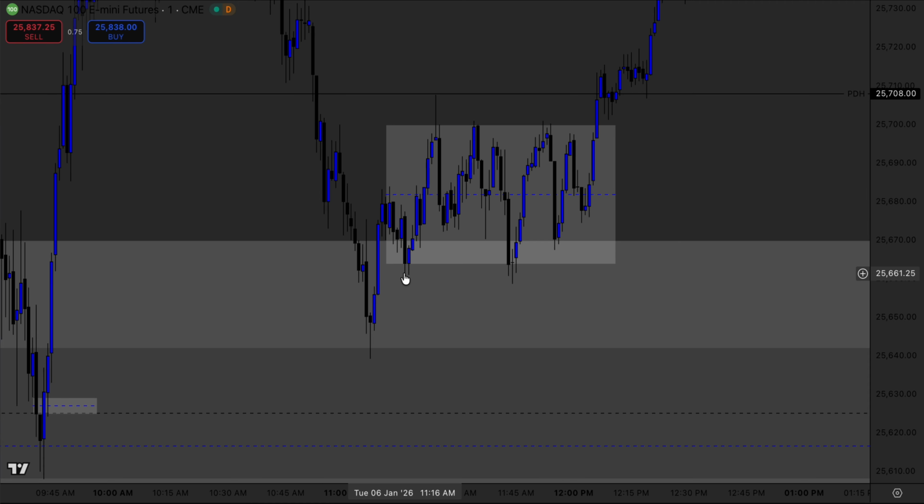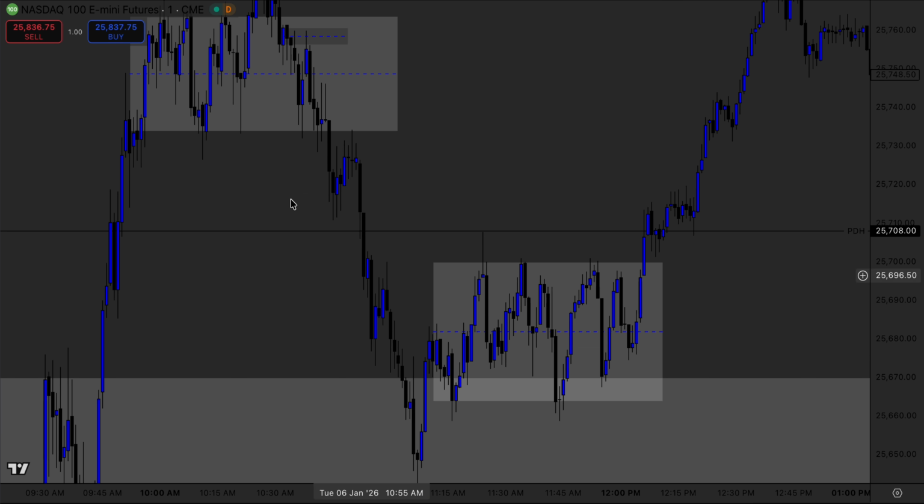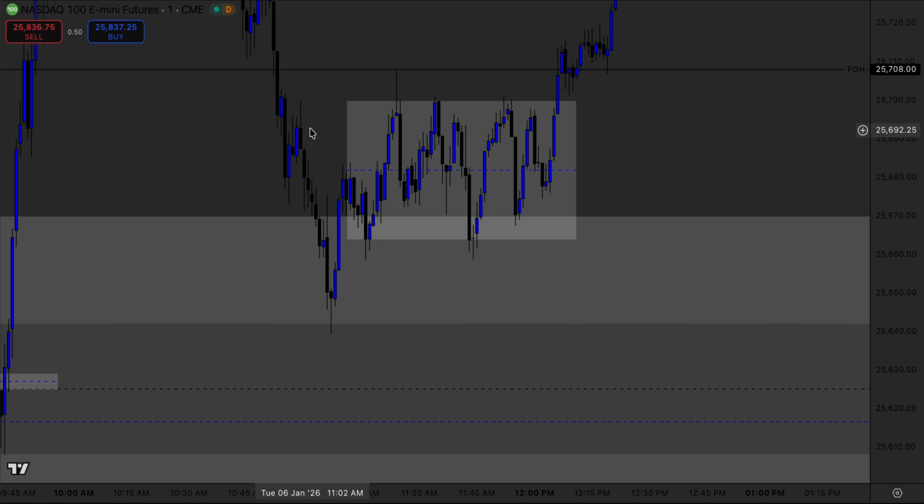But here we have an expansion higher. We're only looking for shorts because what happens? Expansion, consolidation, expansion. Price is never going to expand, consolidate, and then reverse, if it only can do that after we've taken out important liquidity. So here, expansion, consolidation, expansion.